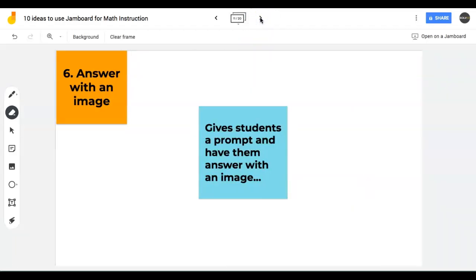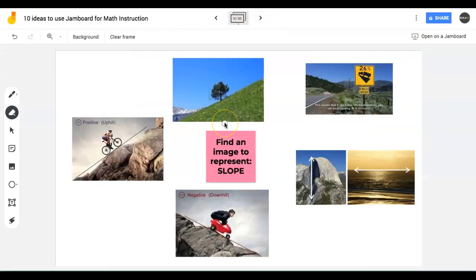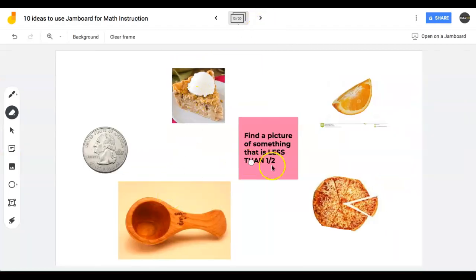Number 6, answer with an image. Give students a prompt and have them answer with an image. So what you could do is you could give students a question, which is find an image to represent slope, make this a collaborative slide where all students will have access to the slide and be able to post pictures, and then they could post the pictures that make sense to them, and then you could have discussions about similarities, differences, and everything that comes to your mind when it comes to discussing slope. It could also be done with things like fractions.